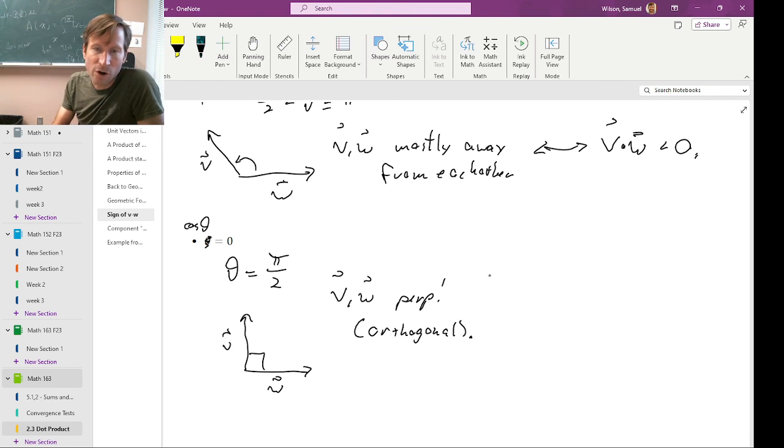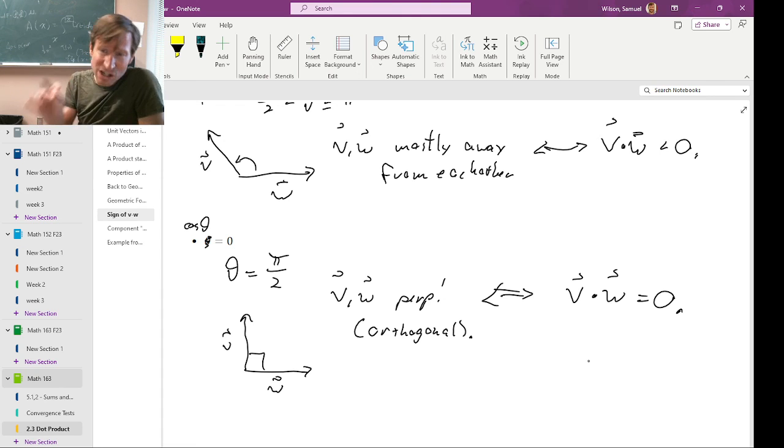So two vectors are perpendicular exactly when the cosine of the angle between them is 0, and that's exactly when this dot product is equal to 0, right? So the geometric formula for the dot product has all this geometric information packed inside of it, but just by looking at the sign of the dot product, you can tell if the vectors point mostly in the same direction, mostly in opposite directions, or if they're perfectly perpendicular to each other.